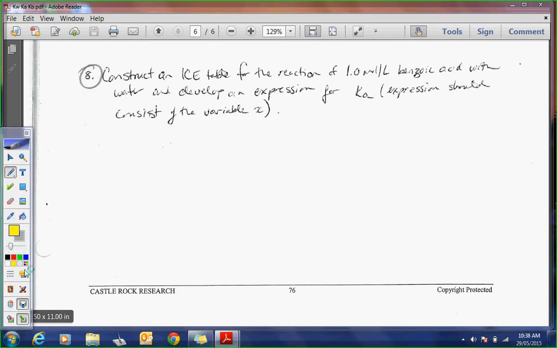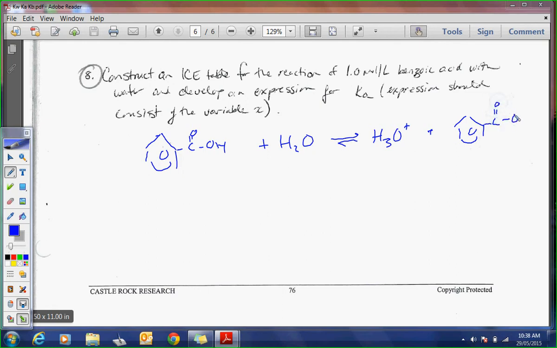Construct an ICE table for the reaction of benzoic acid with water and develop the expression of Ka consisting of the variable x. Okay, so here's benzoic acid. Remember that? And your water. And because it's an acid, you're going to make H3O plus. And what's left over is that. ICE.